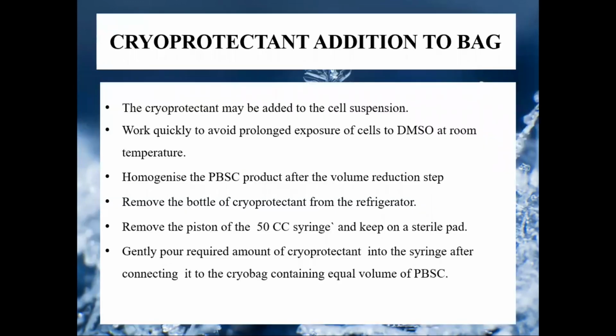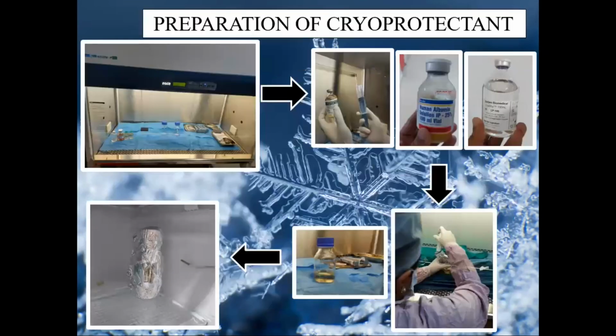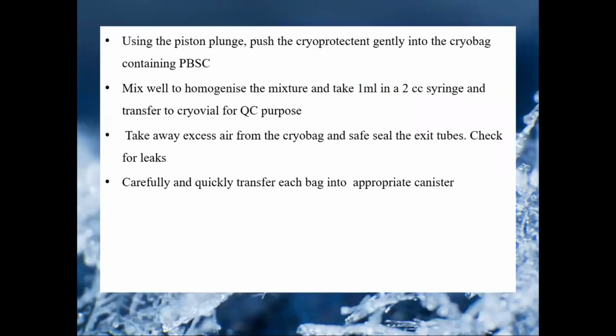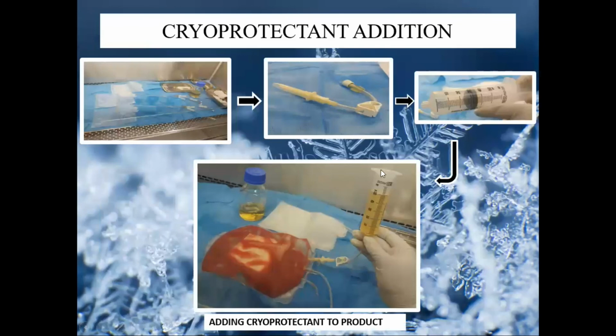The next step is addition of the cryoprotectant to the bag. For this, again, you have to arrange the biosafety cabinet like this. These are the cryo bags, which you can see in the picture. In one pouch, there are 4 cryo bags. This is the 50 cc Luer-Lock syringe, which is needed. Luer-Lock means it has grooves. If you look closely, you can see the grooves, because this syringe can be connected to the bag.